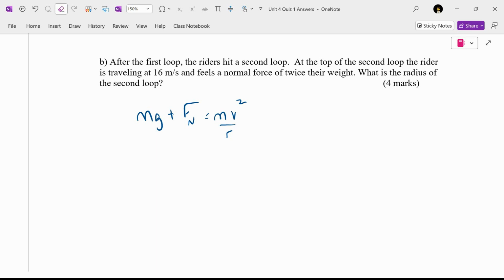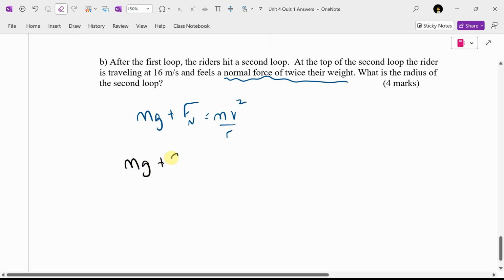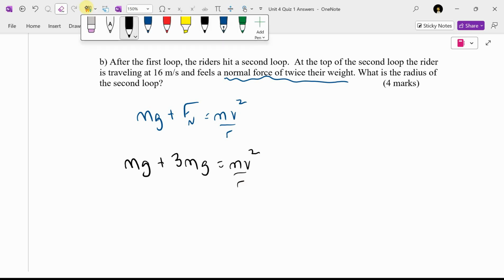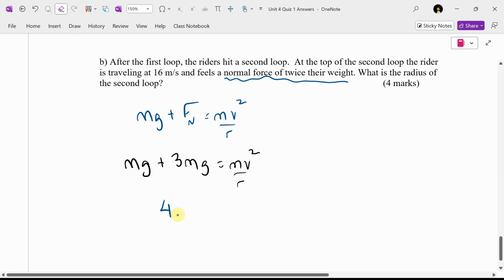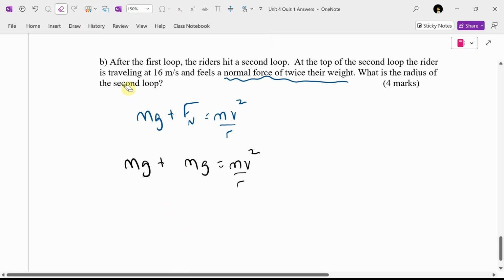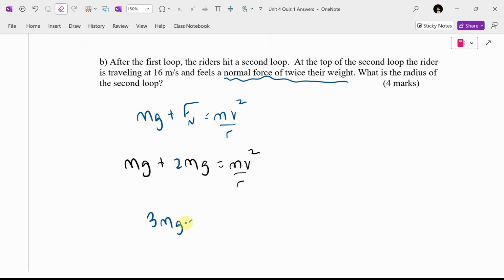In fact, I think I can make a similar argument. The normal force is twice their weight. So I think I can go mg plus 3mg equals mv squared over r. What's mg plus 3mg? I'm pretty sure 4 mgs. Yes? Twice, not 3. Wow. I was doing the math in my head already. Now we're going to get 3mg equals mv squared over r.